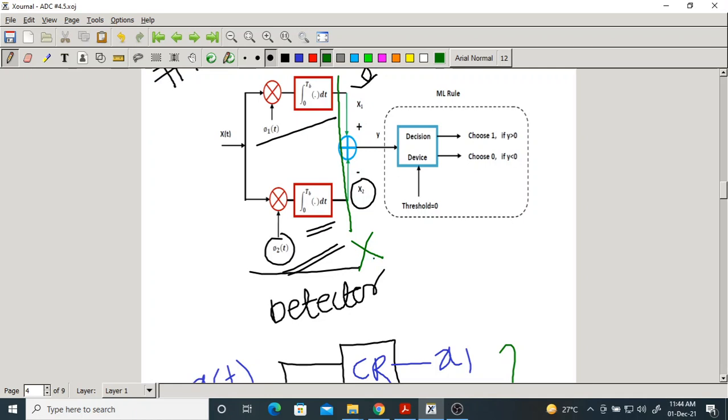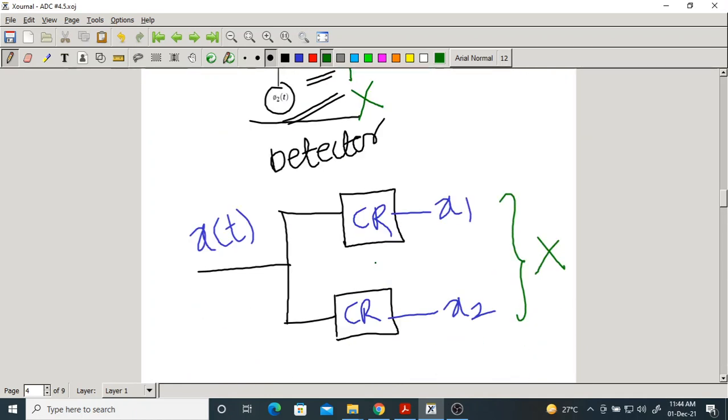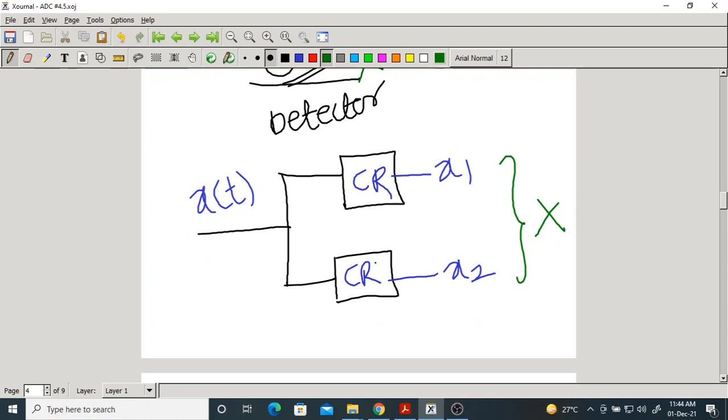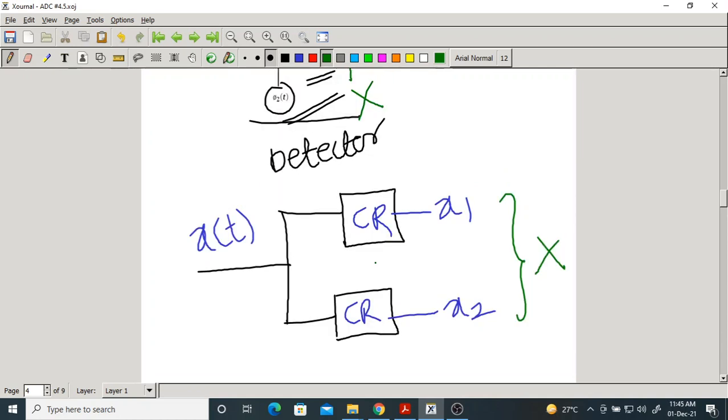Now, what to do with this vector x? Here we have 2 elements. In the BPSK case, vector s had only one element, that was x1. So we have to apply the ML rule for this vector x, which has 2 elements. That is a two-dimensional signal space we have. Here we have a two-dimensional signal space.